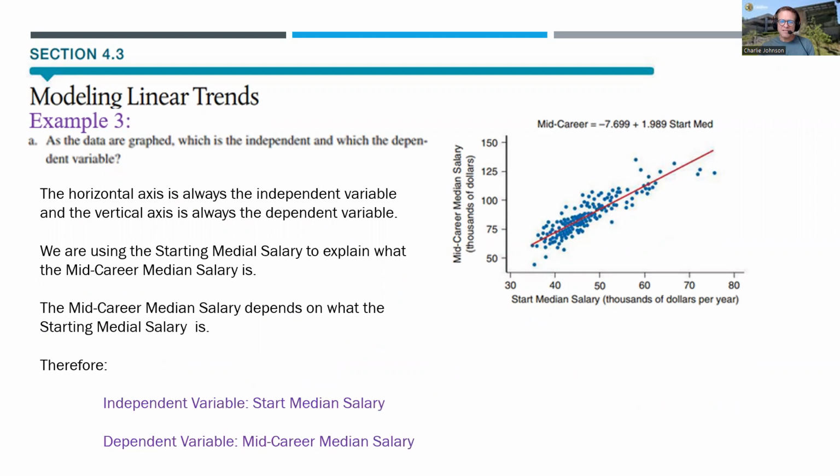The horizontal axis is always the independent variable, and the vertical axis is always the dependent variable. We're using the starting median salary on the horizontal axis to explain what the mid-career median salary is. The mid-career median salary depends on what the starting median salary is. Therefore, our independent variable is the start median salary on the horizontal axis, and the dependent variable is the mid-career median salary on the vertical axis.